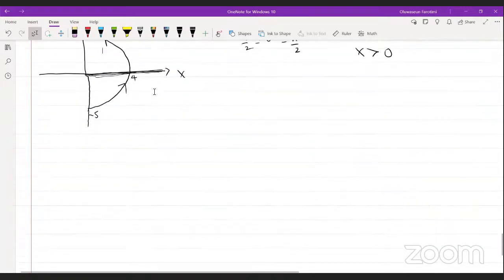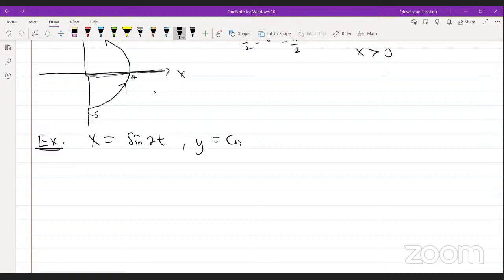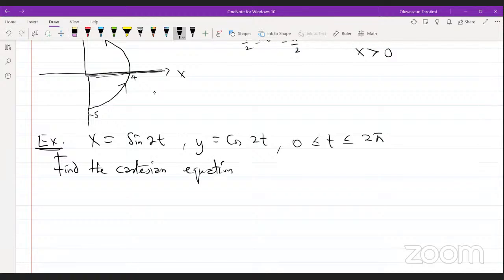Okay, let me give you another example and then discuss one more last thing. Another example, if I give you this guy, and I ask you to find a Cartesian equation. That means a Cartesian equation is just an equation in terms of x and y. Okay. So what is my expectation when I say this, for you to find a Cartesian equation? My expectation is that you should eliminate parameter t.